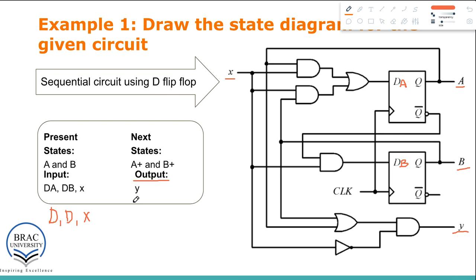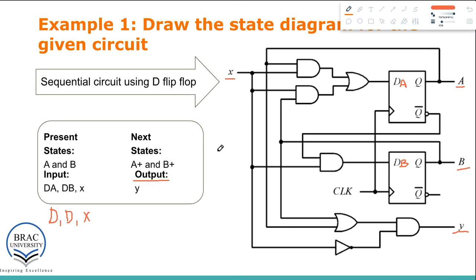It's not always fixed that there will only be one output in the circuit. Some circuits may have more than one output, or some circuits may not have any output at all. So this could be different in other questions.